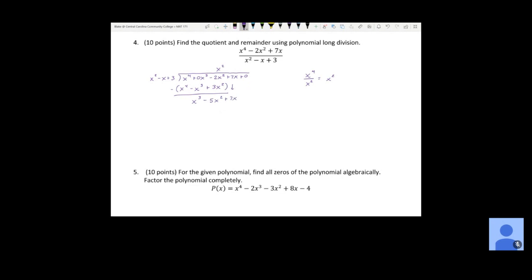And now we just repeat that process, right? So we look at our first term, the x cubed. We divide it by the first term on the outside, which is the x squared. So what's x cubed divided by x squared this time? Just x. Good. We have a positive x up here. Again, we distribute. X times x squared is x cubed. X times negative x is negative x squared. X times 3 is plus 3x. Then we subtract.